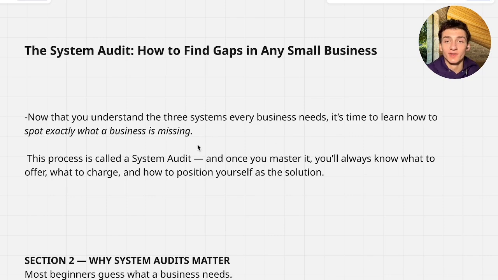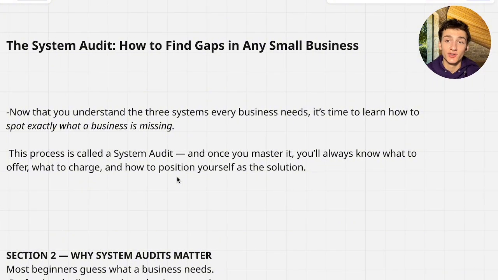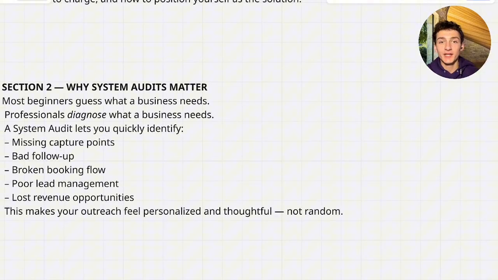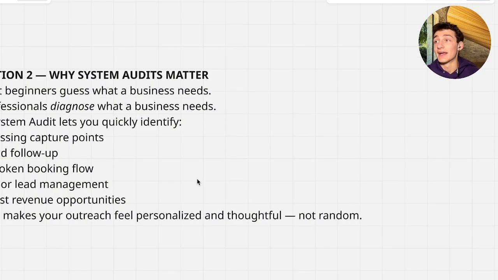So now that you understand the 3 systems every business needs, it's time to learn how to spot exactly what a business is missing. This process is called the system audit, and once you master it, you'll always know what to offer, what to charge, and how to position yourself as the solution. So why do these audits matter? Most beginners guess what a business needs. Professionals diagnose what a business needs.